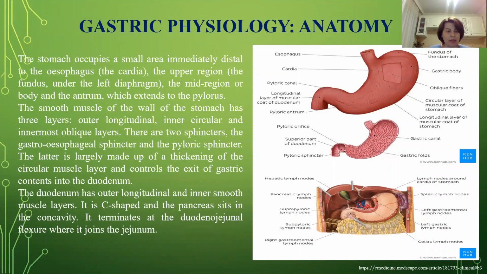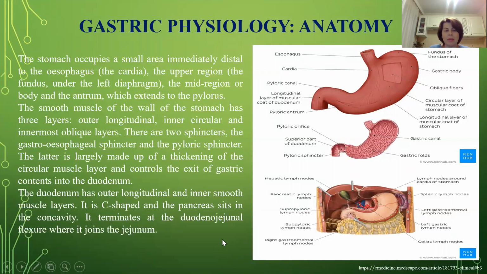Gastric physiology and anatomy. The stomach occupies a small area immediately distal to the esophagus. The upper region is the fundus, under the left diaphragm, then the mid region, also called the body, and the antrum, which extends to the pylorus. The smooth muscle of the wall of the stomach has 3 layers: outer longitudinal layer, inner circular, and innermost oblique layers.